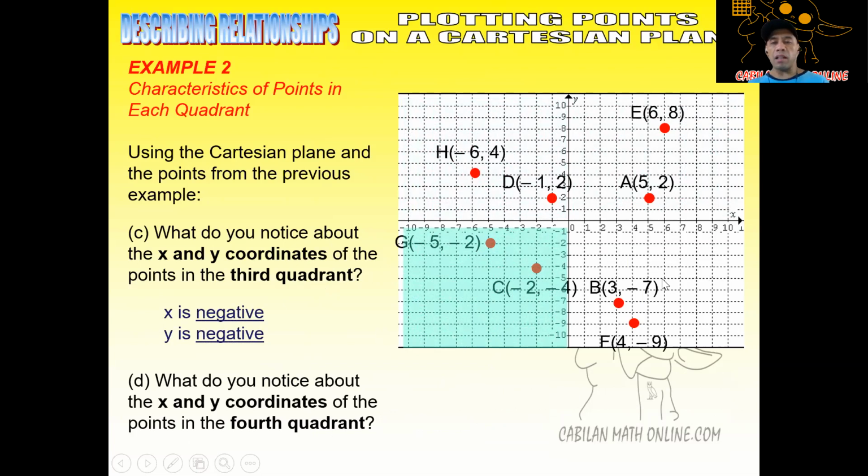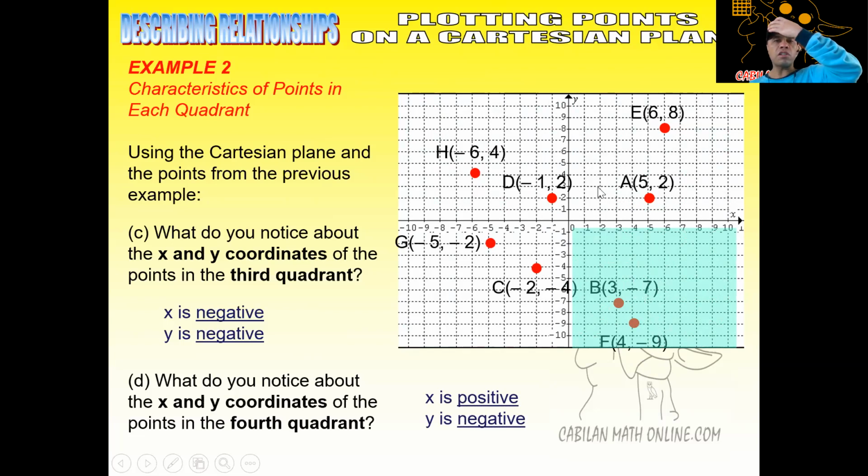Last but not least, in the fourth quadrant, if you take a look at the x's, the 3 and the 4, they're both positive. The -7 and -9, which represent the y coordinates, are both negative. So these points are indeed in the fourth quadrant. All points in the fourth quadrant will have x's that are positive, and the y's will be negative.